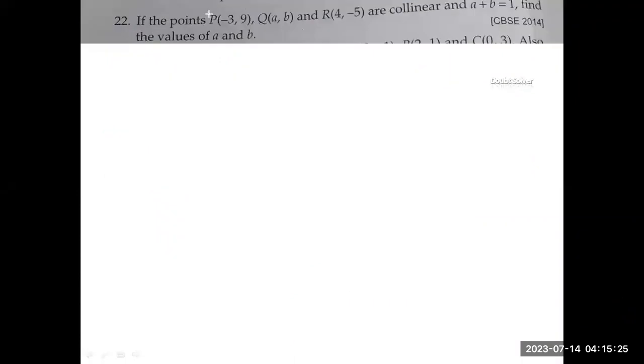So in continuation, a similar kind of question, just a simple change is there. 3 points are given, P, Q, R. Let's write it up. P is (negative 3, 9), Q is (a, b), and R is (4, negative 5). It is given they are collinear, and this is the given information. You can write down given first, and then a plus b is equal to 1.